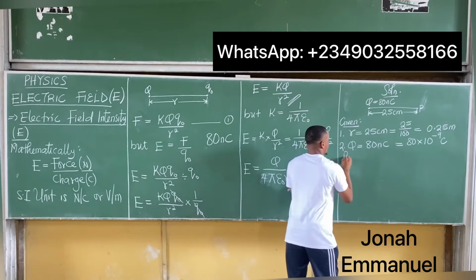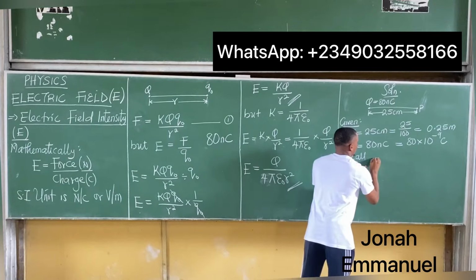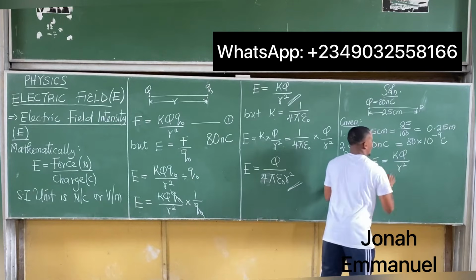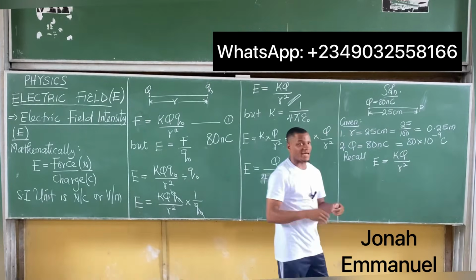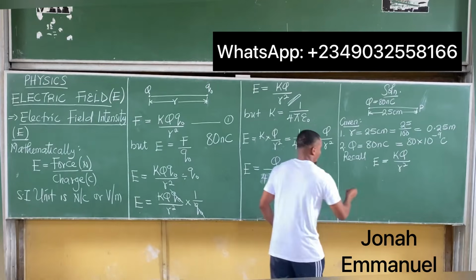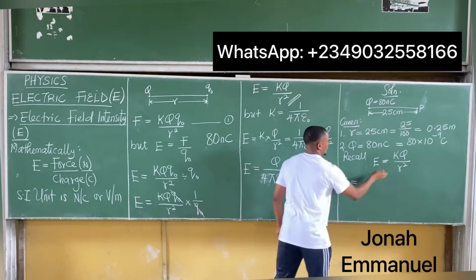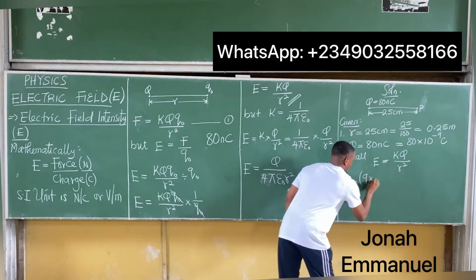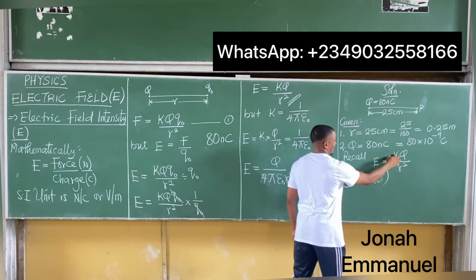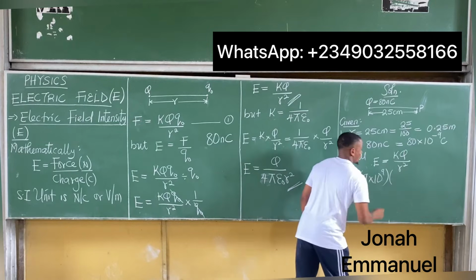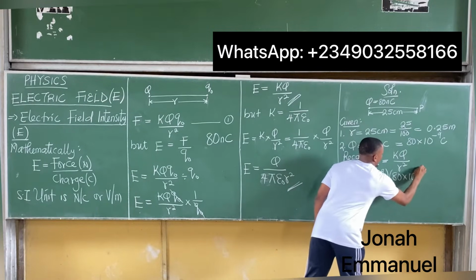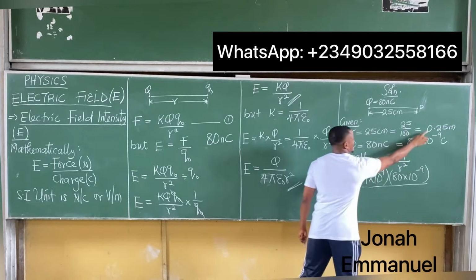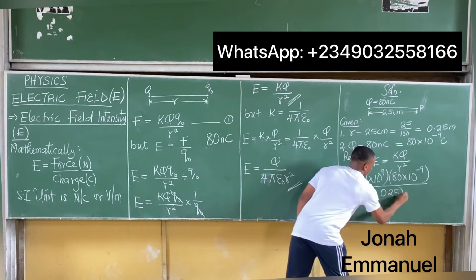From here, I now say recall the formula. Recall that we said the electric field E is equal to KQ over R squared. K is a constant, 9 times 10 to the power 9. This one is always a constant, whether you're given it or not. So E is equal to 9 times 10 to the power 9 times Q, that's 80 nano, so 80 times 10 to the power minus 9, all over R squared. R is 0.25, so I have 0.25 squared.